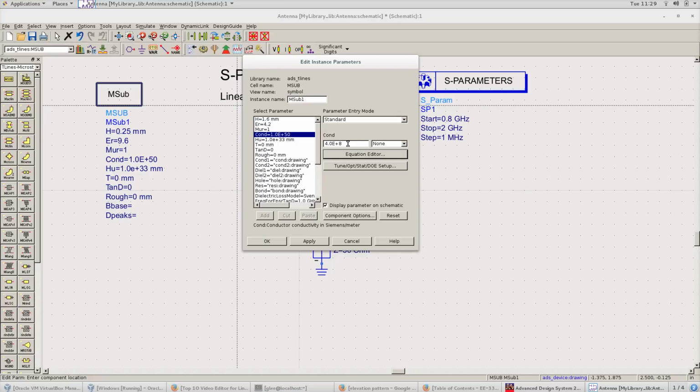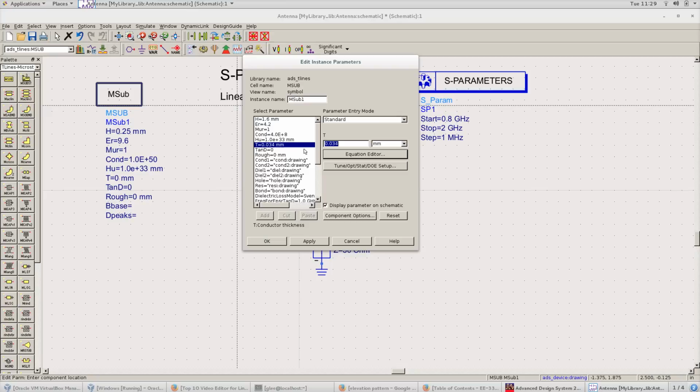Now the reason why it's automatically set at 1 e to the 50 is because of this other parameter down here, which is the conductor thickness. Notice how it's set to 0. Since a conductor can't conduct if there's no conductor to conduct on, having a 0 thickness makes it impossible. Since I changed this conductivity value, this 0 conductor thickness is going to be unrealistic, and it's not going to simulate very well. So I'm going to change this to the conductor thickness on the FR4 substrate that I have, which is 0.034.